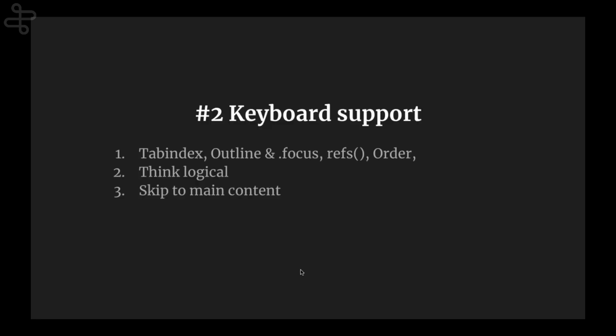Now the second thing is keyboard support. There are multiple things you need to take care of in keyboard support. The first thing is outline, which I already spoke about: when you have the outline in the CSS, do not disable it. But there are times when you want to forcefully bring the keyboard focus. In those cases, we use tab index. Now the tab index has three kinds of values: 0, positive, and negative. First I will talk about 0.